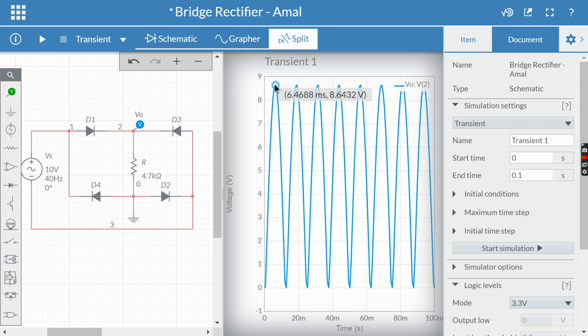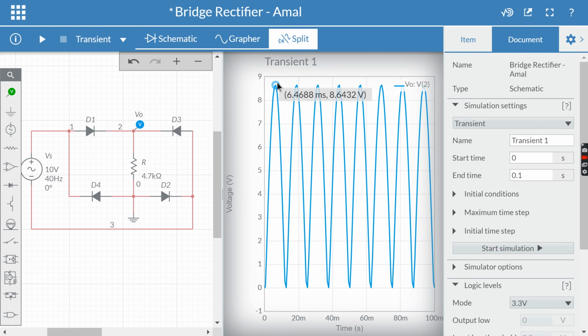So according to calculation, according to the formula in the lab sheet, Vout is supposed to be the peak value of the input, which is 10, minus 2 times Vd, which is 1.4. Remember that Vd is 0.7 because it's the voltage drop across the diode. So Vs minus 2 Vd is equal to 8.6 volts for this particular circuit. And here we've got a value equal to around 8.6 as well.